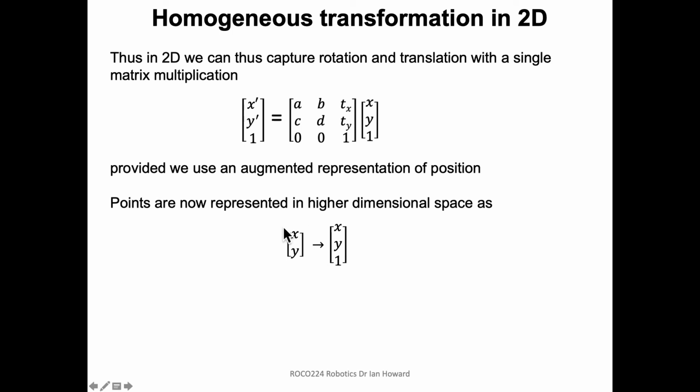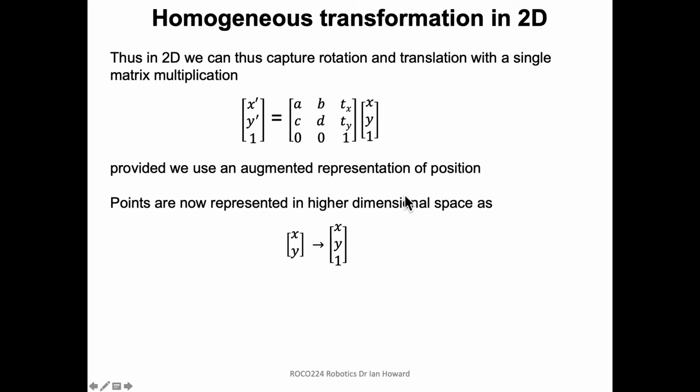Right, we'll see that x prime is still ax plus by plus tx, right? Because this value here multiplies against the 1. And then the second one, y prime equals cx plus dy plus ty, right? And the last row basically just gives us a 1.